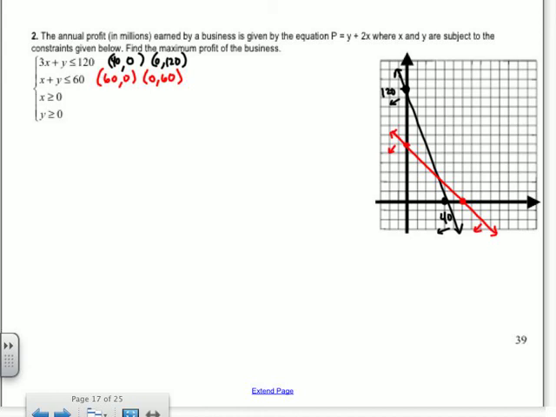And then your final two just tell you that you're in the first quadrant, because x is greater than or equal to 0 and y is also greater than or equal to 0. So it's saying x and y's are all positive, so first quadrant. So your final shaded region is this little quadrilateral shape. And on a lot of these, it will kind of look like this shape.